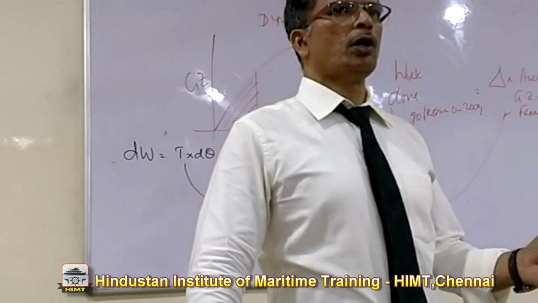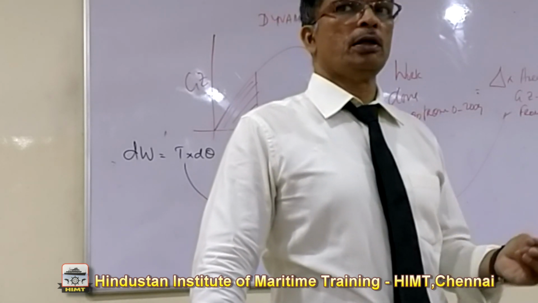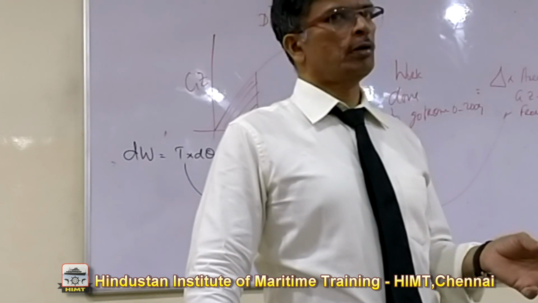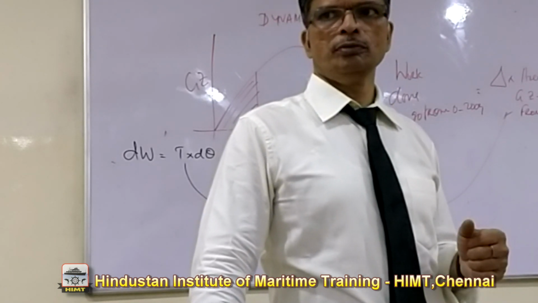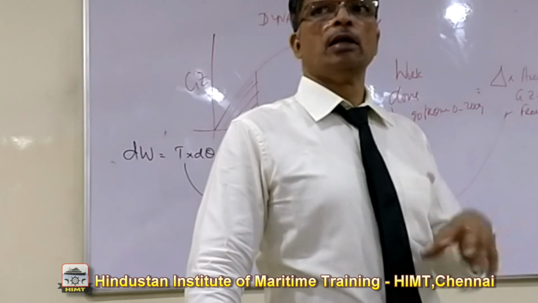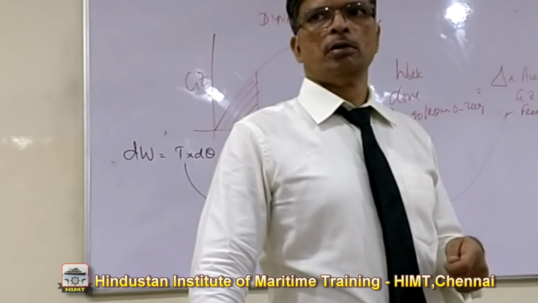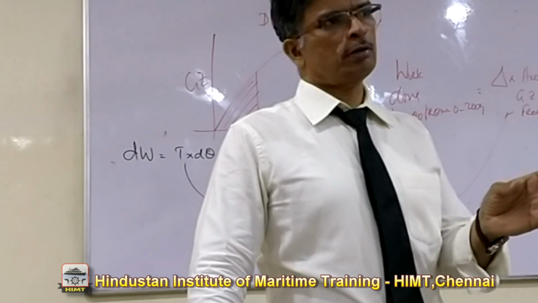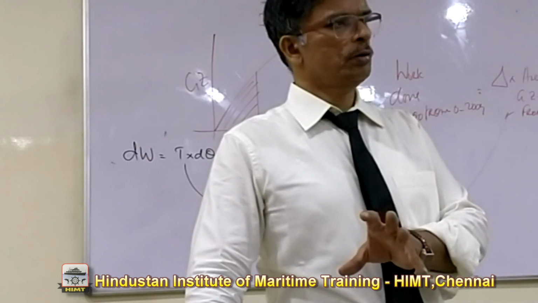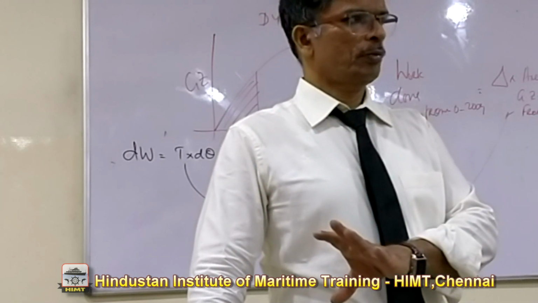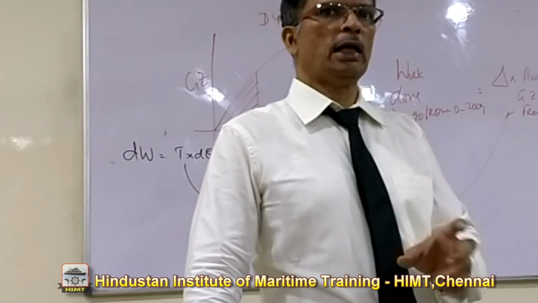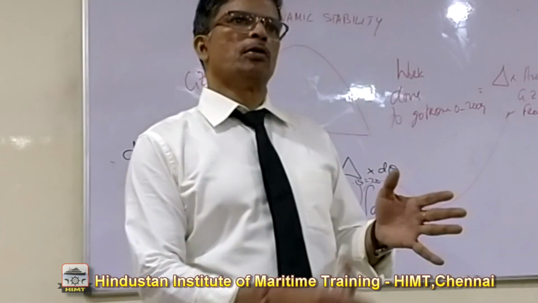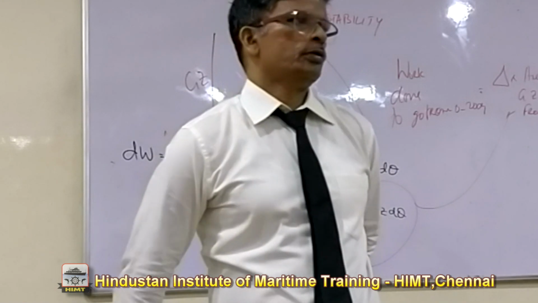So if you normally say what is the static stability of your ship at 20 degrees, you usually mean what is the GZ value at 20 degrees. Tell me about static stability of your ship at 20 degree angle. Then the answer will be my vessel's GZ value at 20 is this many meters. But if you are asked, tell me what is the dynamic stability of a ship at 20 degrees, it means this much work has to be done to bring the ship to 20.